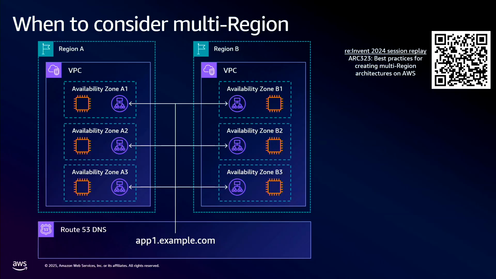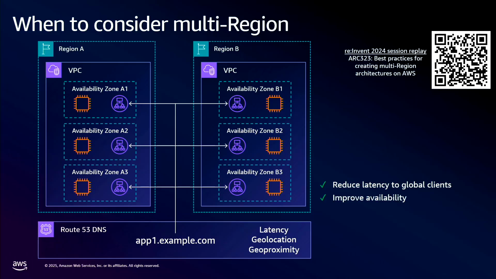Now, Route 53 has many policies like latency, geolocation, geoproximity based, and they can really help you reduce latency to global clients. So end users based in the UK could be redirected to the London region, and end users, for example, in the US could be redirected to a region in the US. Another benefit of multi-region is that it can improve your availability for sure, because if one region goes down, then you still have another one to rely on.